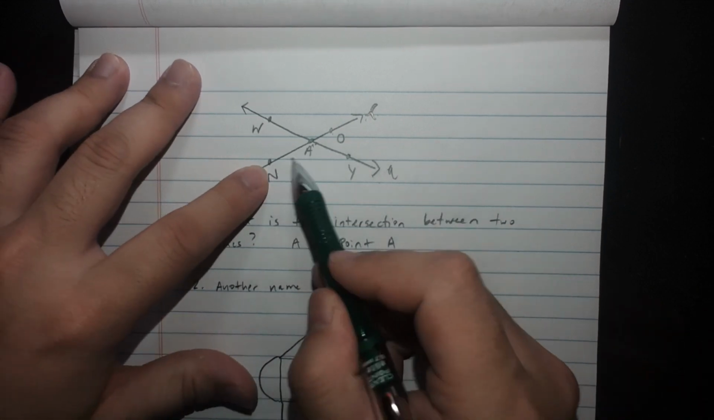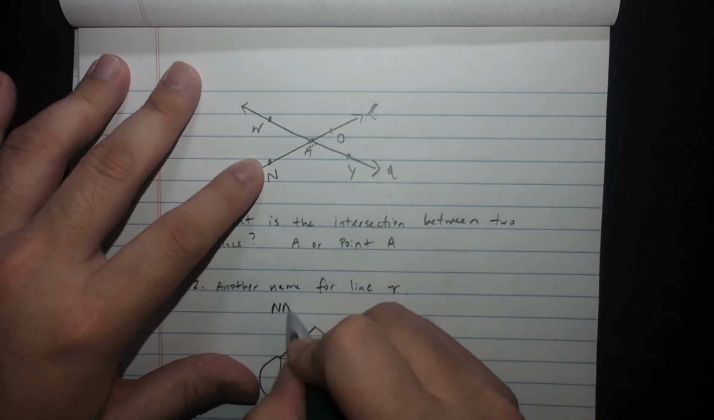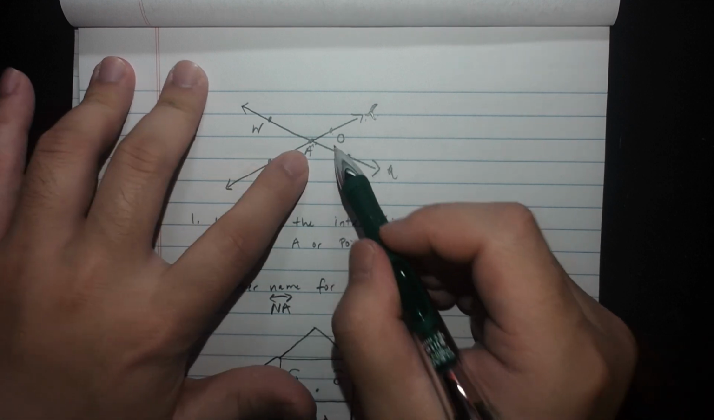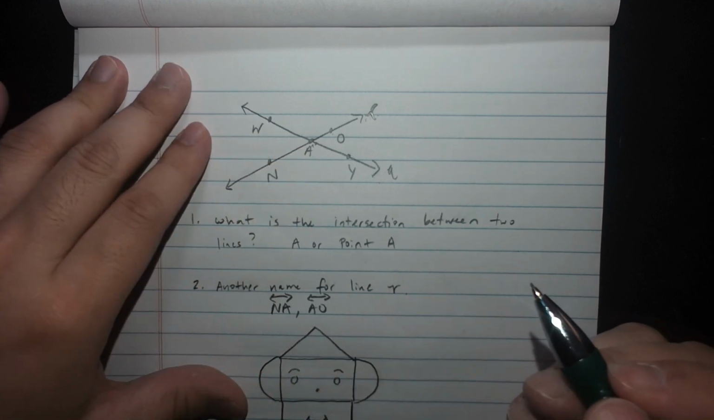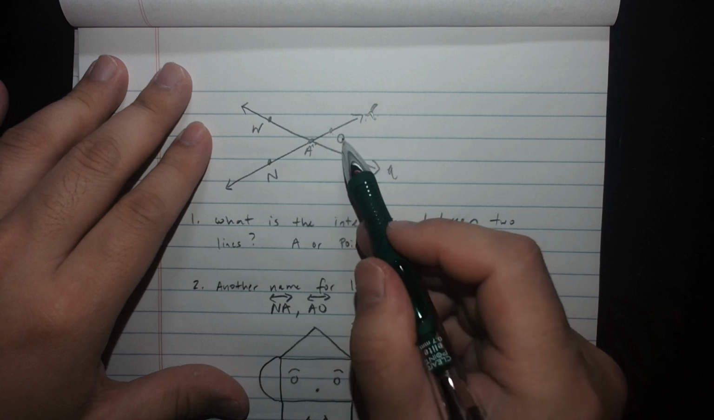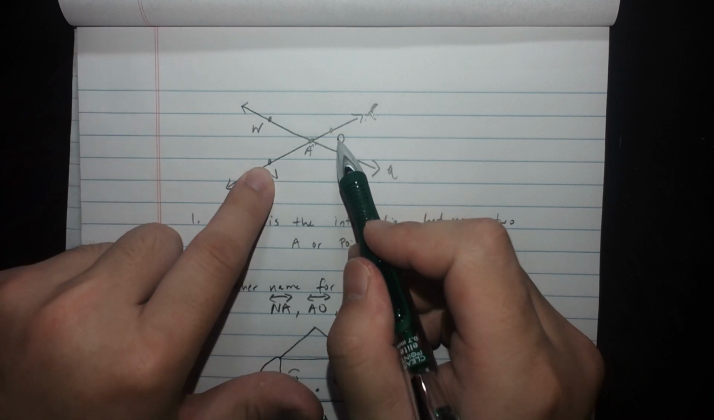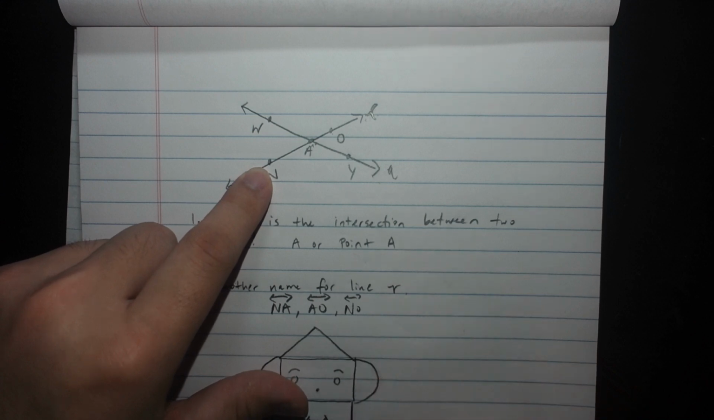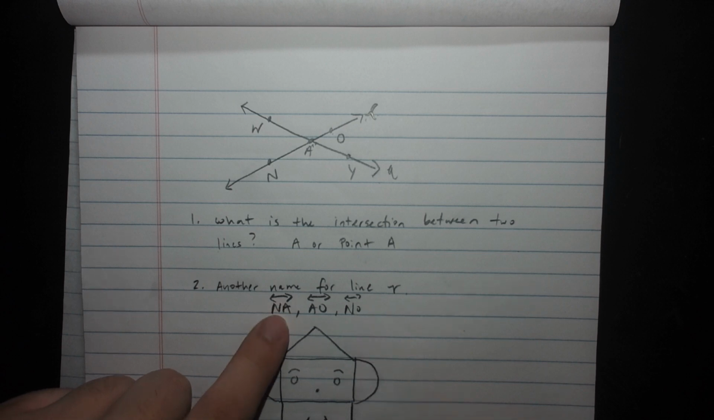So let's say, okay, I have a point here and a point here. That makes 2. I can call this line NA or line AN. You can call this line AO. Or you can call this line OA if you wish. And then we got one more, line NO, or line ON. So you got 3 ways to name this line R. Okay?